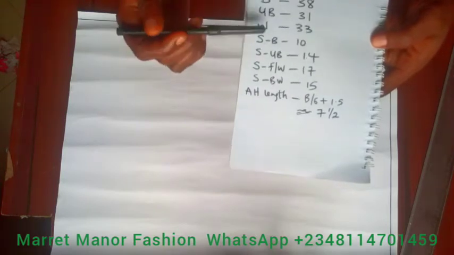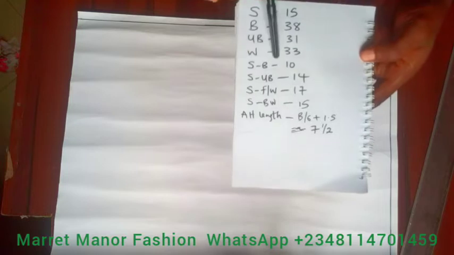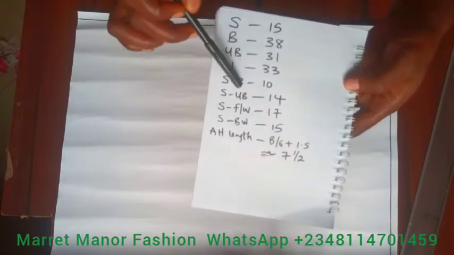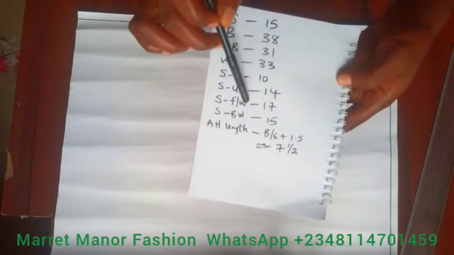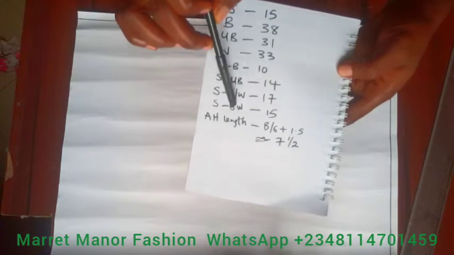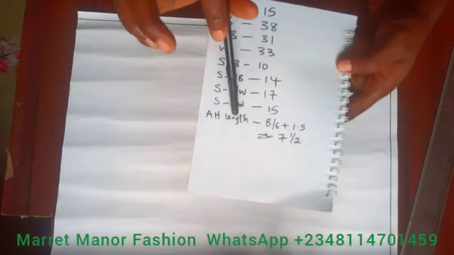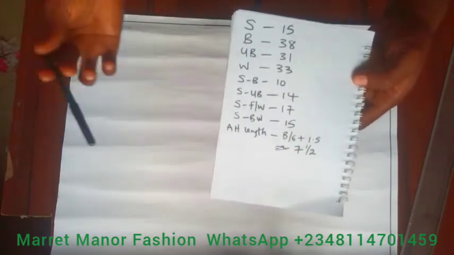These now are the lengths. Okay, so bust circumference, under bust circumference, waist circumference. Okay, then we now have the length: shoulder to bust length, shoulder to under bust length, shoulder to front waistline length. Okay, then shoulder to back waistline length also. Then we have the armhole length. So I abbreviated all this. As you can see, I've been able to explain that to you.